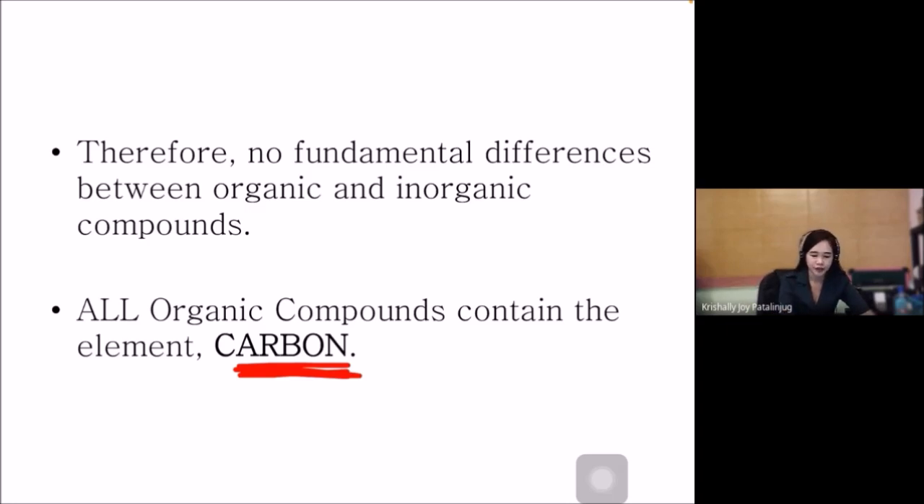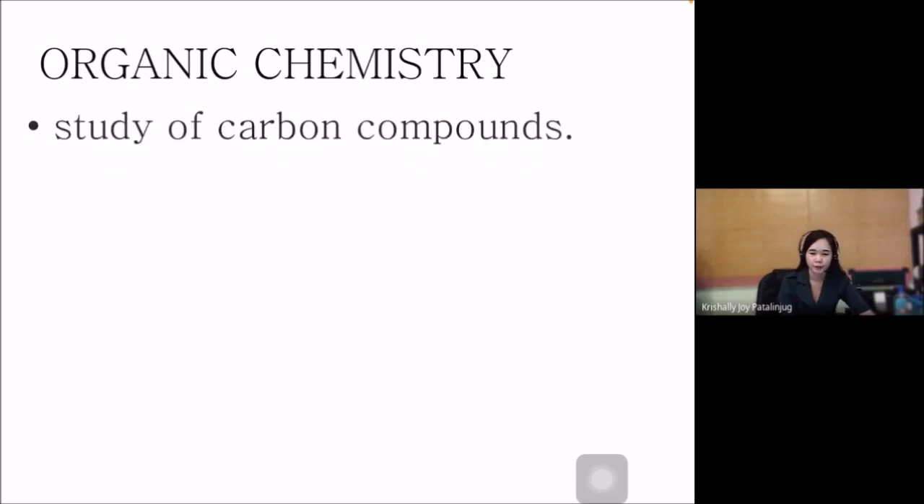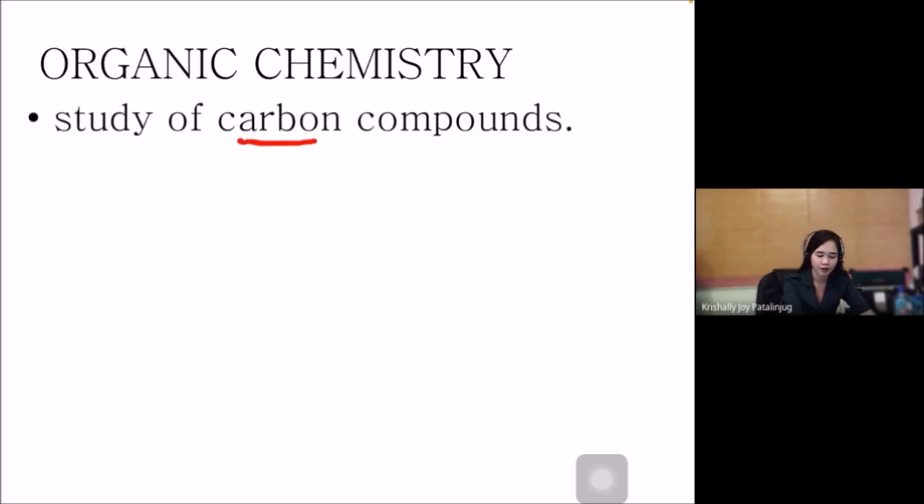That is why, when we define organic chemistry, by definition we could simply describe it as the study of carbon compounds. And what we usually observe in organic compounds, aside from containing carbon, is that hydrogen is always there. If you check any structure of organic chemicals, aside from carbon, there is always hydrogen. So carbon and hydrogen.